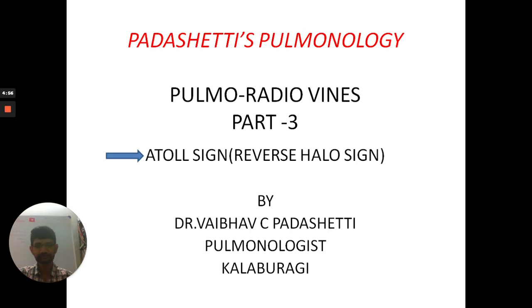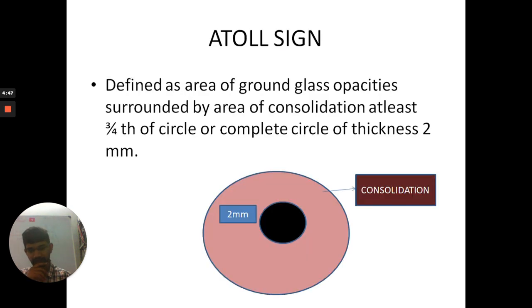Today is part 3 of pulmonary radiology, and today's sign is the atoll sign, also known as the reverse halo sign. So what is the atoll sign? It is defined as an area of ground glass opacity surrounded by an area of consolidation of at least 3/4 of a circle or a complete circle, with a thickness of 2 mm.